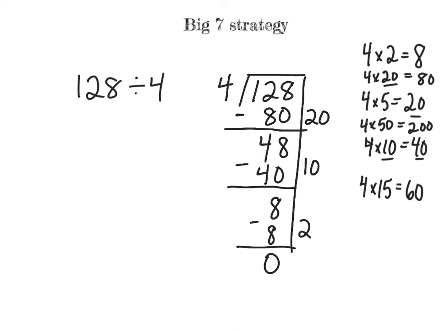And so now we're going to write the quotient, which is the answer to our division. So we're going to add up the numbers on the outside of our 7. So 20 plus 10 plus 2 is 32. We'll write our quotient at the very top of our division symbol. So if we go back up to the top, make sure you write your quotient at the very top. 128 divided by 4 is 32.